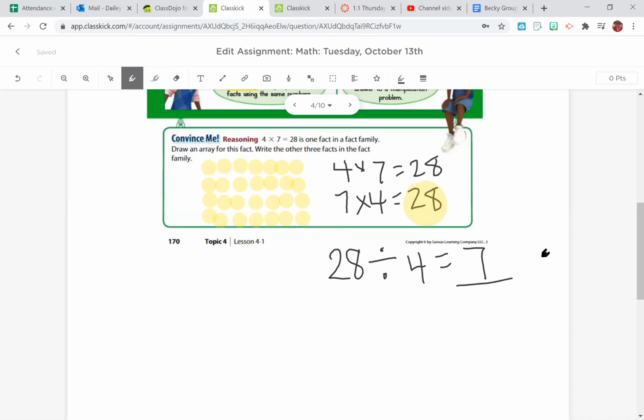Remember, our last number we call a quotient. Quotient, you can say that out loud to practice, quotient. And like we just learned, our first number, our largest number in a division sentence is called our dividend.